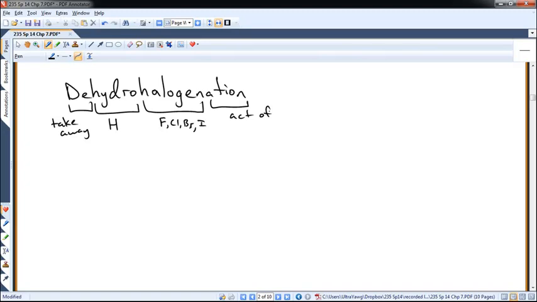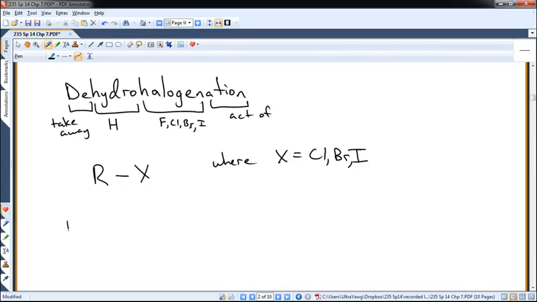So we're going to take away a hydrogen and then a halogen, and we're going to use that as a verb, so we tack on -ation. Dehydrohalogenation is a very common method for making alkenes from alkyl halides. So what I'm going to do is I'm going to have R-X, where X is equal to chlorine, bromine, or iodine. And if you notice, I didn't say fluorine this time because it turns out that the bond energetics for carbon-fluorine bonds are not favorable for dehydrohalogenation, whereas these other three are.